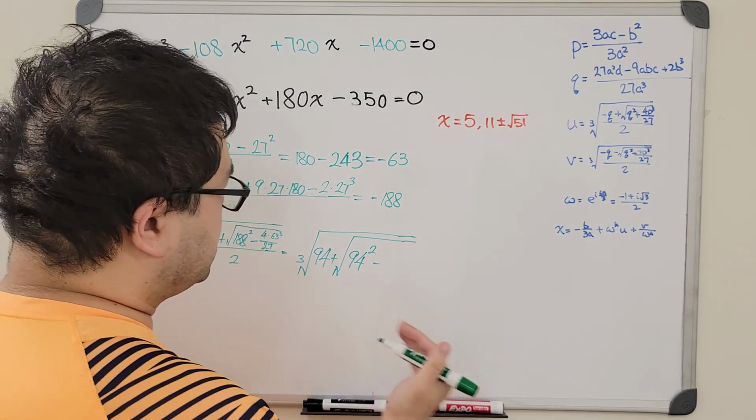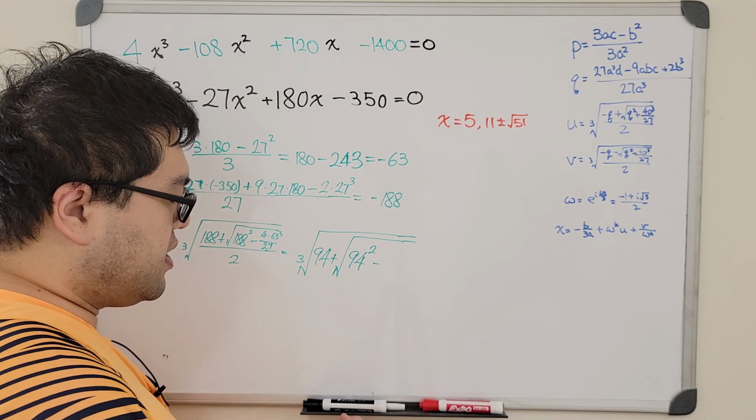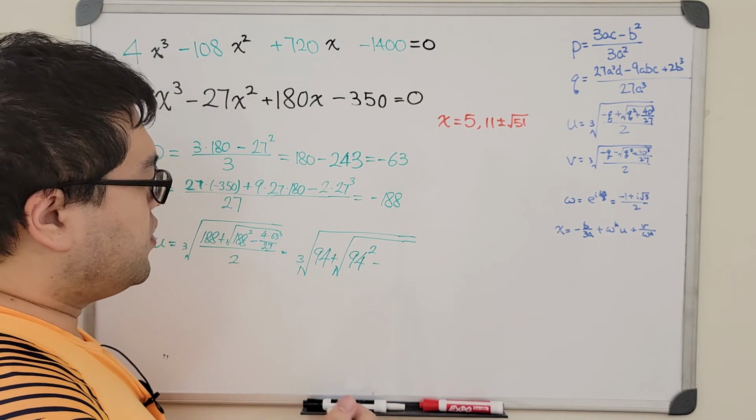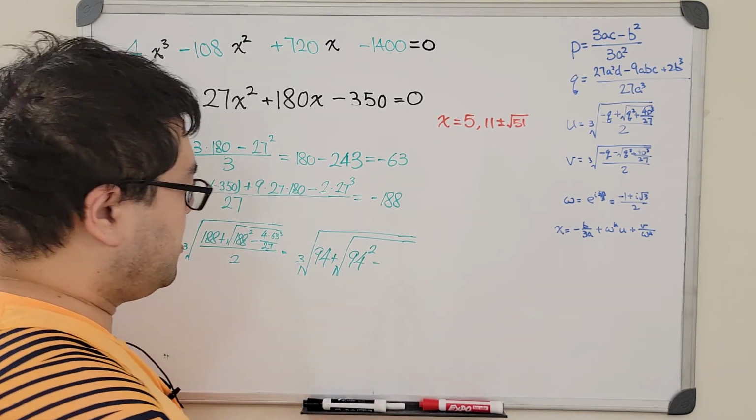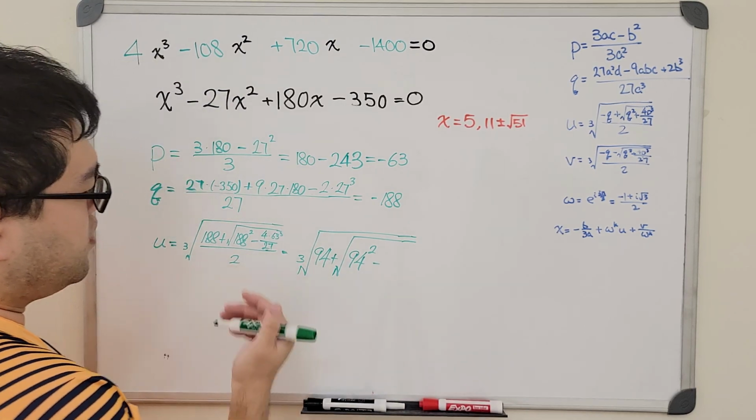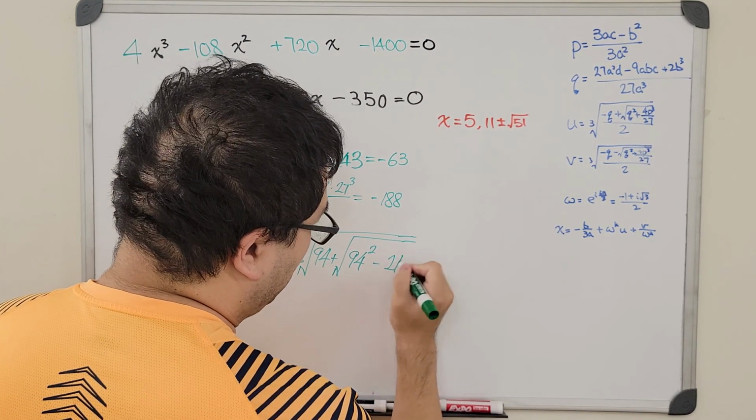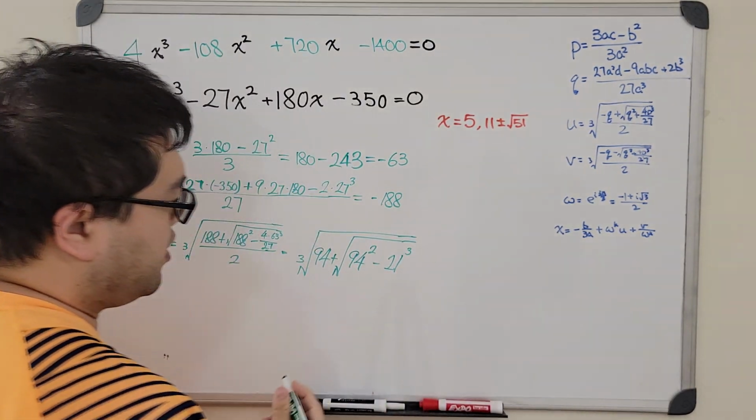And again, 63 cubed is the same as 21 cubed times 3 cubed. And then the 3 cubed will cancel with the 27. So we ended up with 21 cubed here.